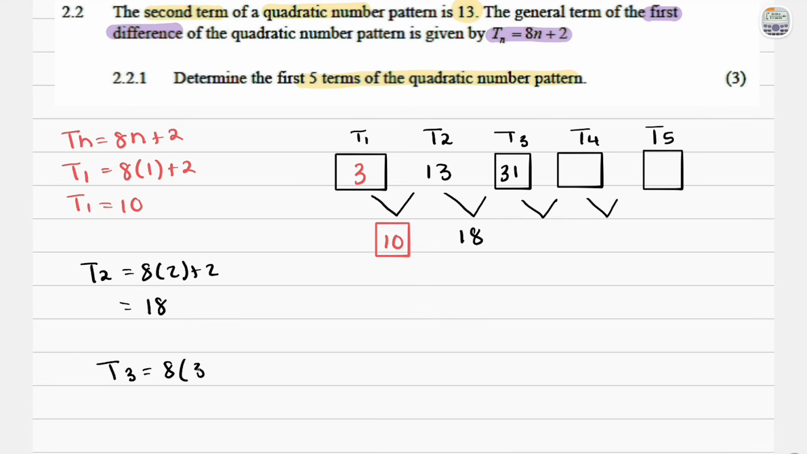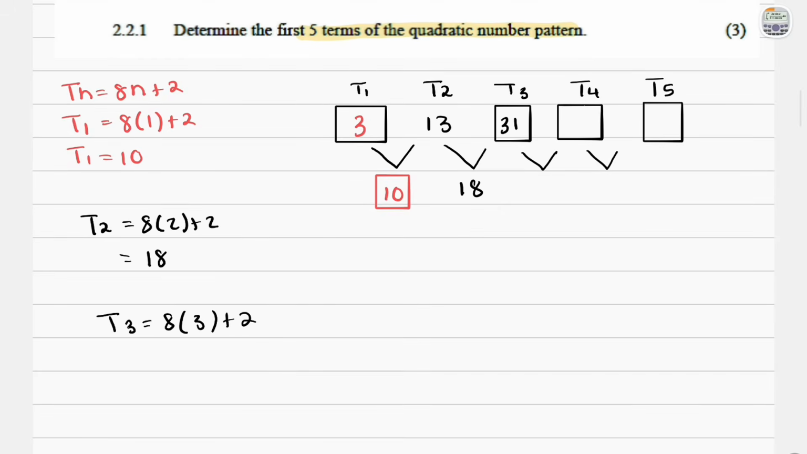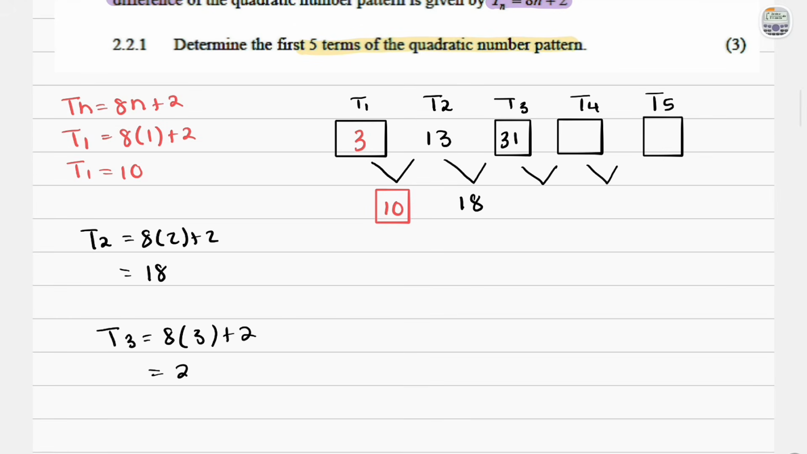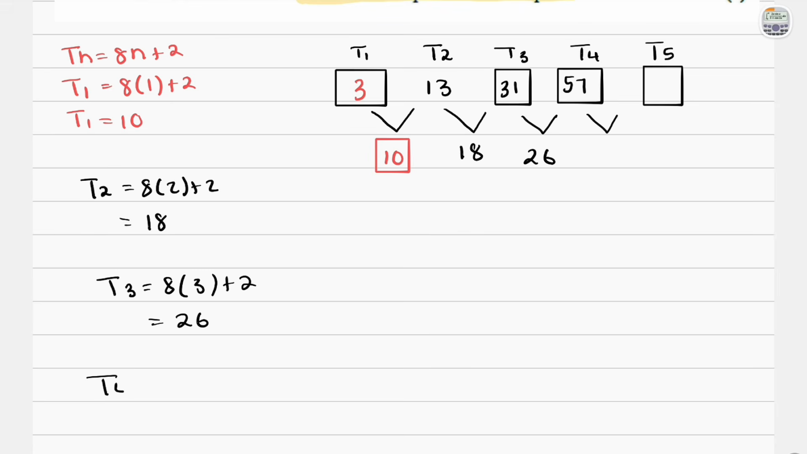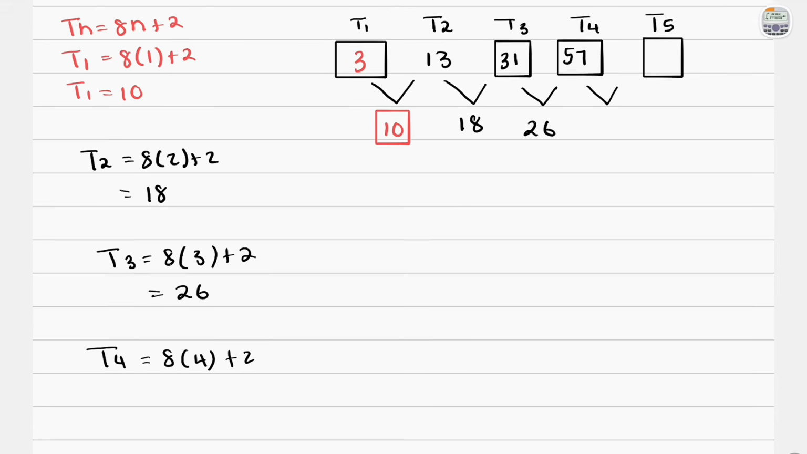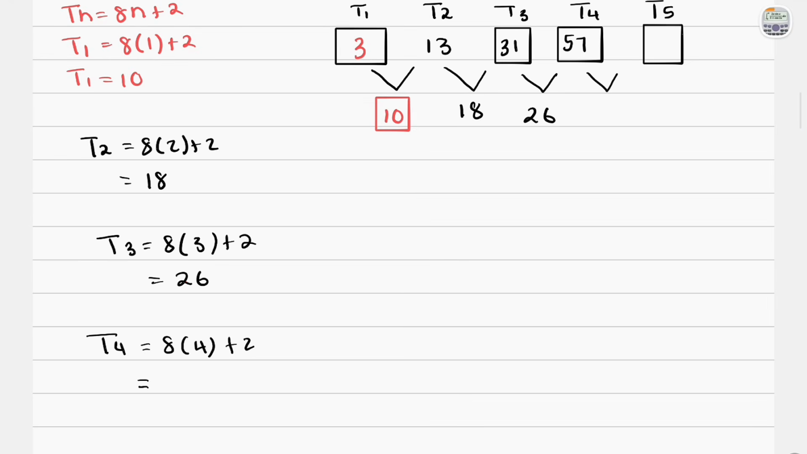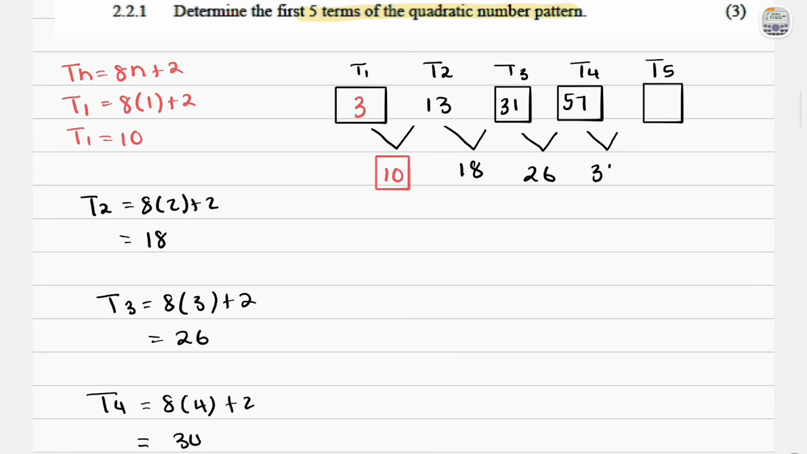So this is 8 times 3 plus 2. 8 times 3 is 24 plus 2 is 26. So 26 plus, if this is 26, then that is going to be 57. And then lastly, we have term 4, which is 8 times 4 plus 2. And then that is 16 plus 16 is 32. So that is 32 plus 2, which is 34. Okay, so this is 34.